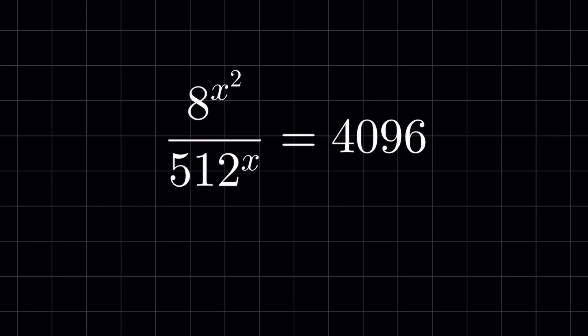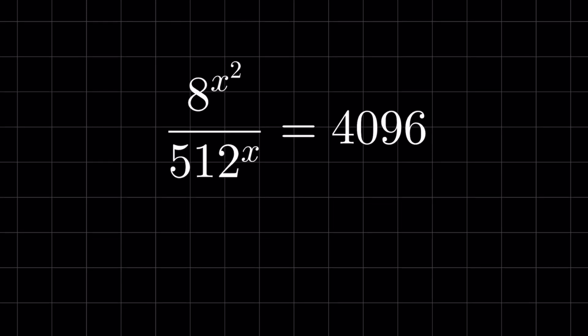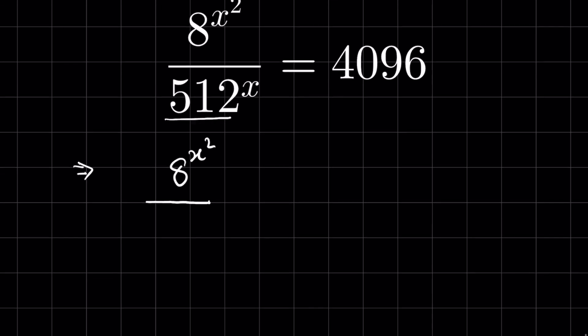8 raised to the power x square upon 512 raised to the power x is equal to 4096. Find the value of x. So 8 raised to the power x square upon 512. Let's first factorize it.